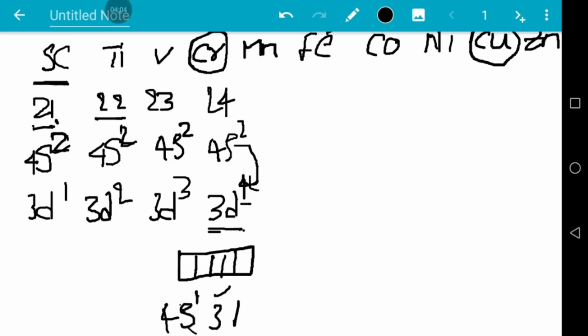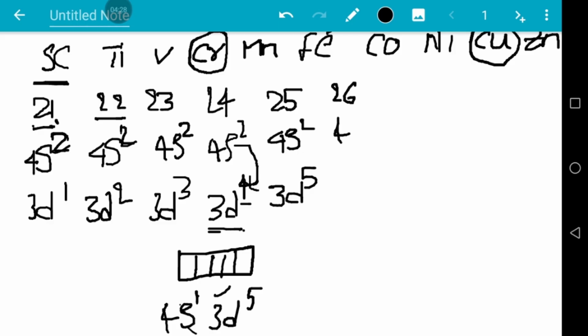Next, manganese. What is the atomic number? 25. So 18 argon completed, then the remaining 7 electrons: 2 electrons in 4s and the remaining 5 electrons in 3d. So 4s2 3d5. This is the manganese configuration. Next, iron, atomic number is 26. Then 4s2, 18 plus 2 is 20 completed, then the remaining 6 electrons in 3d. Next, cobalt is also the same. Cobalt is 27. 18 plus 2, 20 completed.